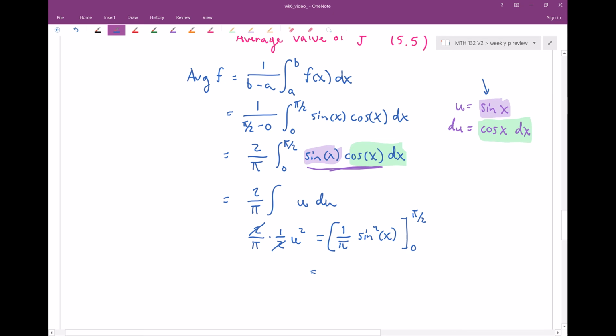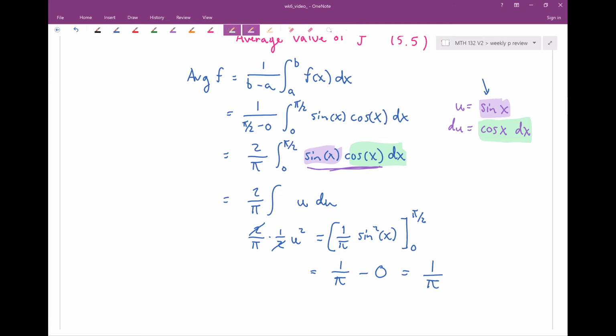So if you plug in pi over 2 everywhere you see an x, this would be sine of pi over 2, that's 1 squared. So 1 squared, of course, is just 1. So this is going to be 1 over pi. Subtract away when I plug in 0. Well, sine of 0 is 0. Square that, still 0. So this is going to be 1 over pi minus 0. So my final answer is 1 over pi.